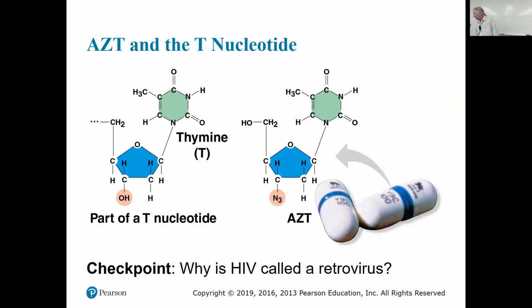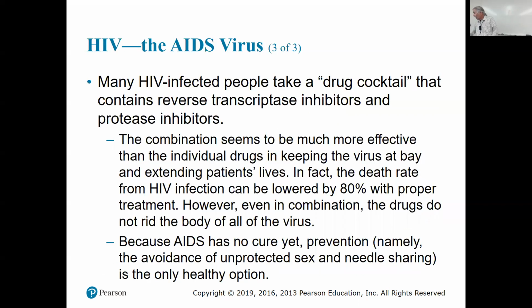So, okay, why is HIV called a retrovirus? Because it has RNA for its genetic material, and it has to make a DNA from RNA, which is retro, which is reverse the normal direction. Okay, so as I said, it's much more effective than individual drugs because it's very unlikely, like I said, a virus can develop resistance to 3 different drugs at the same time.